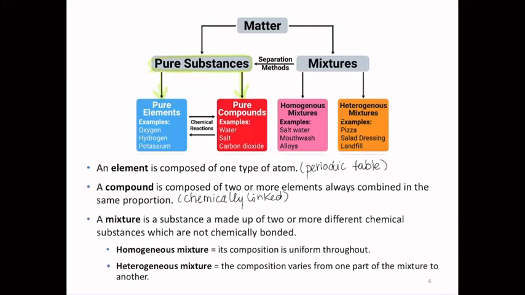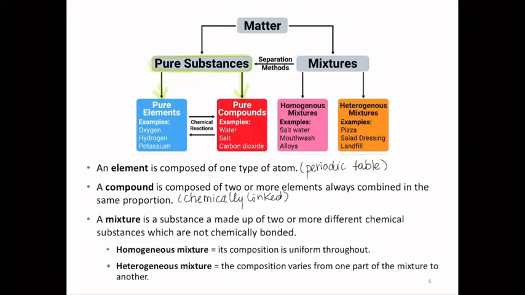So we're going to have some type of union, which in chemistry we call a bond, that is going to connect these elements together to form a compound. On the other hand, matter, instead of being a pure substance, can be a mixture. And a mixture, by definition, is a substance made of two or more different chemical substances that are physically mixed, but not chemically bonded.